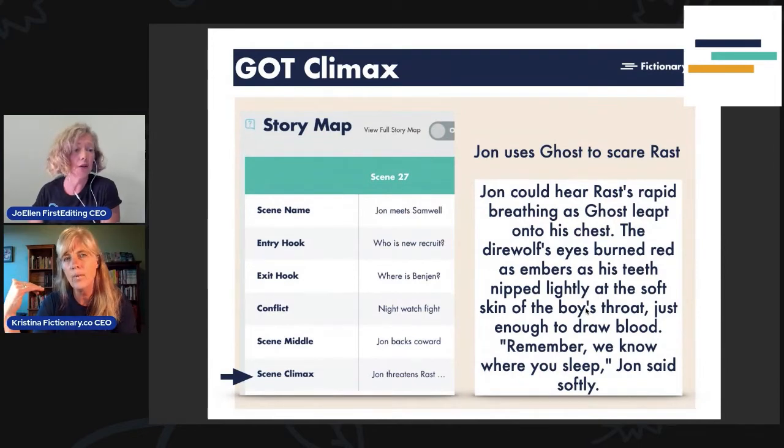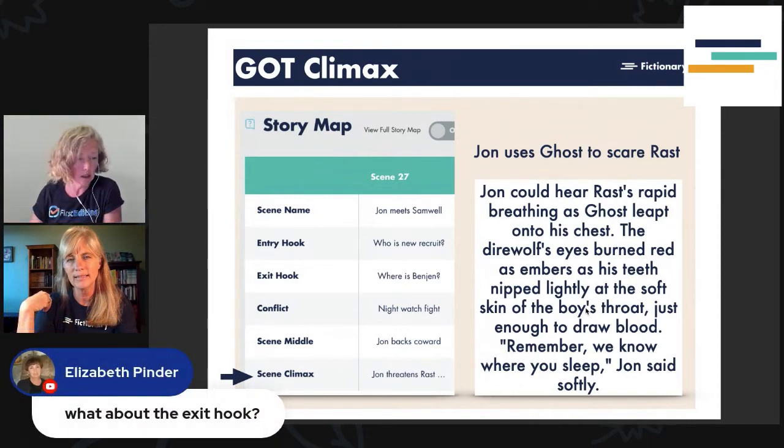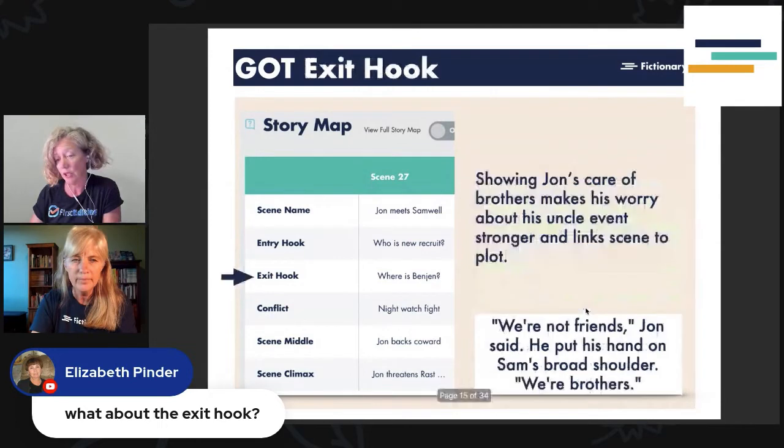And okay, we do have a question. Sorry, I'm going to ask one more thing. We have a question from Elizabeth here. What about the exit hook? I'm trying to figure out what exactly I skipped that one. That's a really good question.